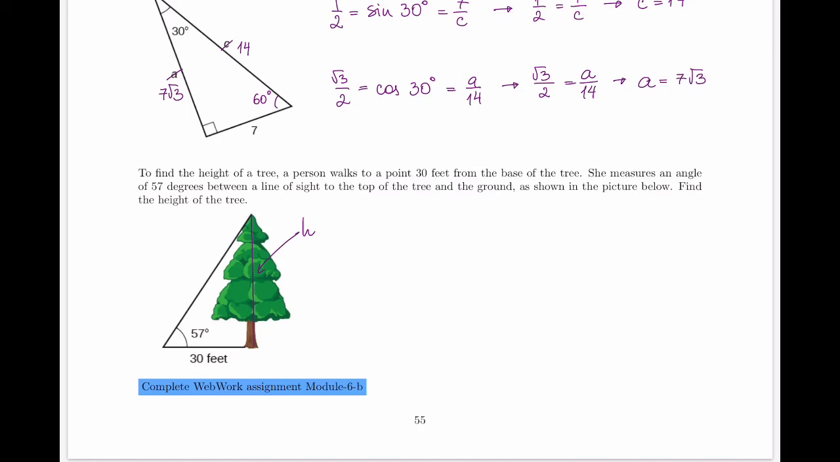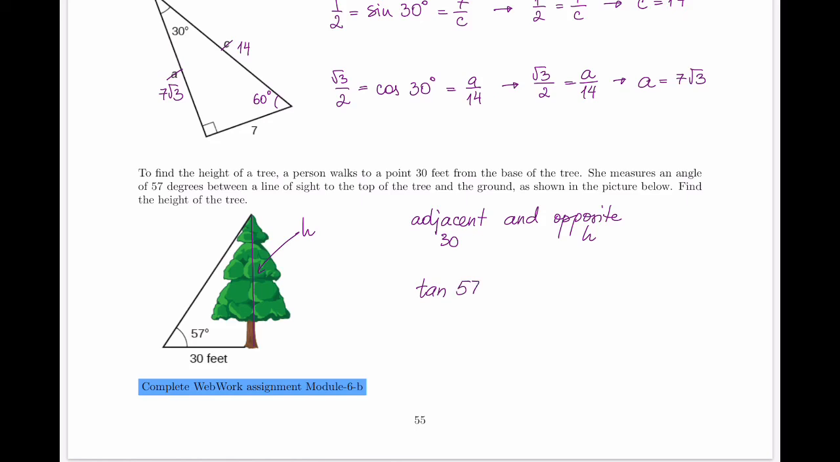Okay, so taking a look at the picture, we have the angle, we know the length of the adjacent side to the angle, and we want to know something about the opposite side. So the sides that are involved from the perspective of the 57-degree angle that we know the measure of are adjacent and opposite. So now you have to ask yourself a question: what trigonometric function involves adjacent side that we know to be 30 feet and opposite, which we are trying to compute, so height of the tree, h. The trigonometric function that involves both of those is, of course, tangent.